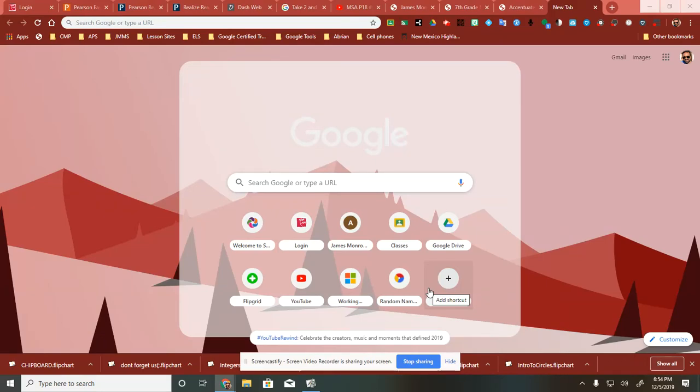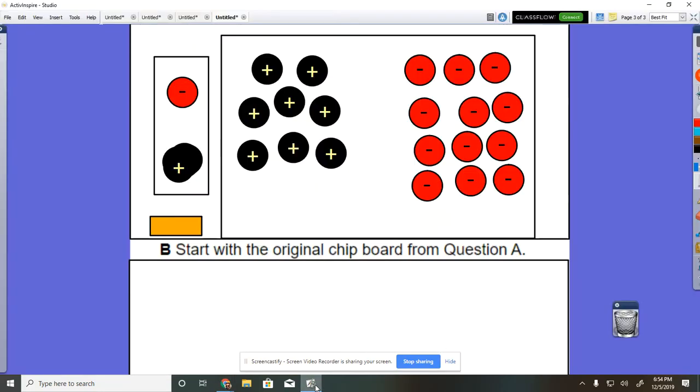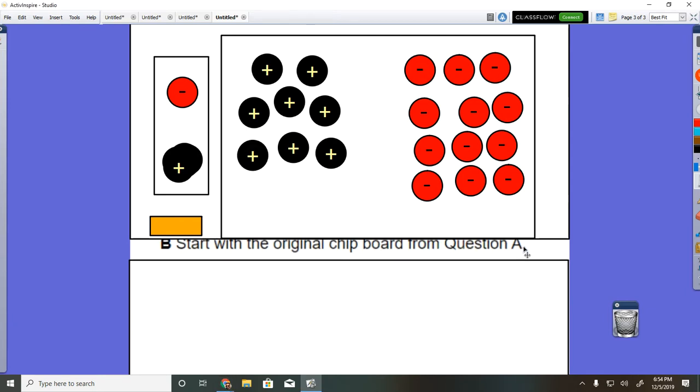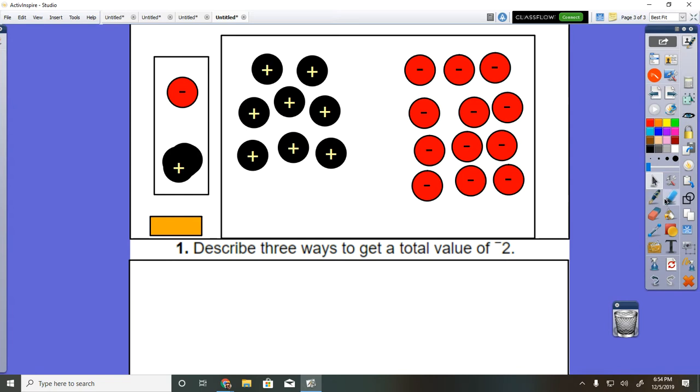Okay, so we are going to go ahead and look at Part B of Accentuate the Negative, Investigation 1.4. Part B says that we should start with the original chipboard from question A, and that looks pretty close to the original chipboard from question A. The very first question asks us to describe 3 ways to get a total value of -2. Well, first, we've got to figure out what our current total value is.